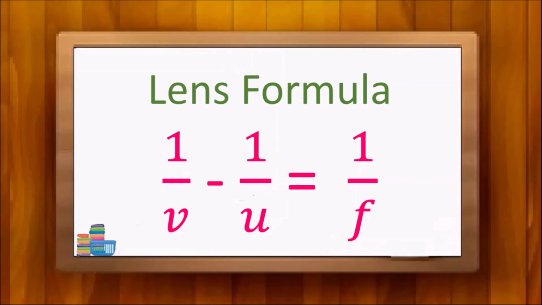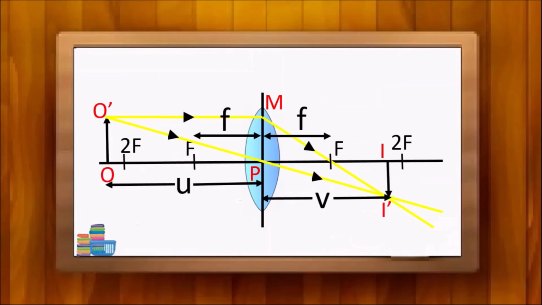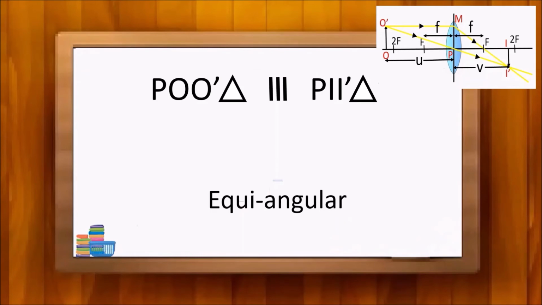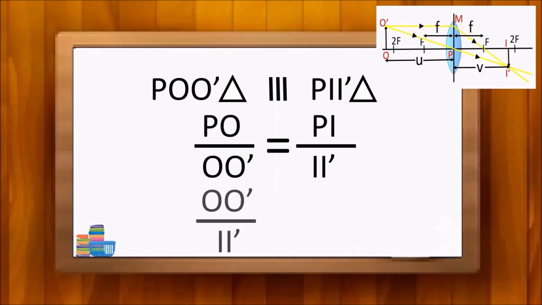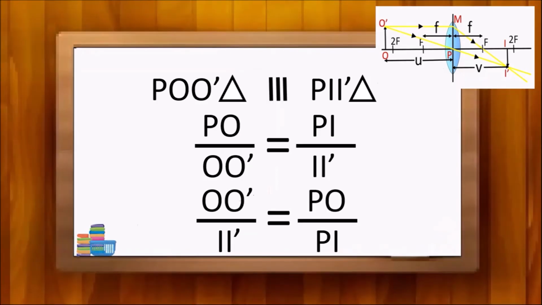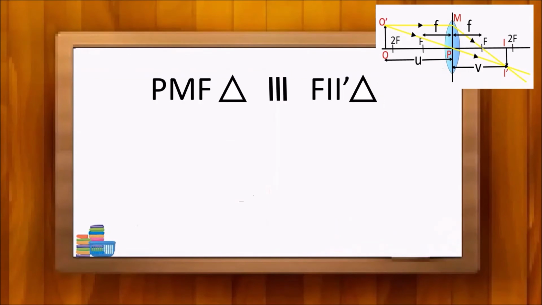Then I'm gonna move to another important point in optics. That is the lens formula. Let's see how to build it up. Look at this ray diagram. Triangle POO prime and triangle PII prime are equiangular. So PO over OO prime equals PI over II prime. We can change it as this: OO prime over II prime equals PO over PI.